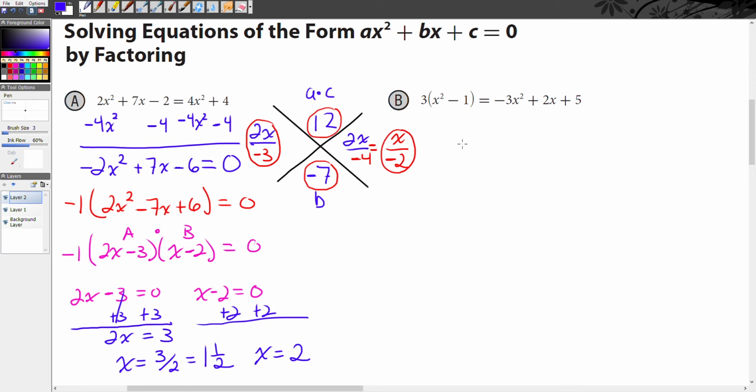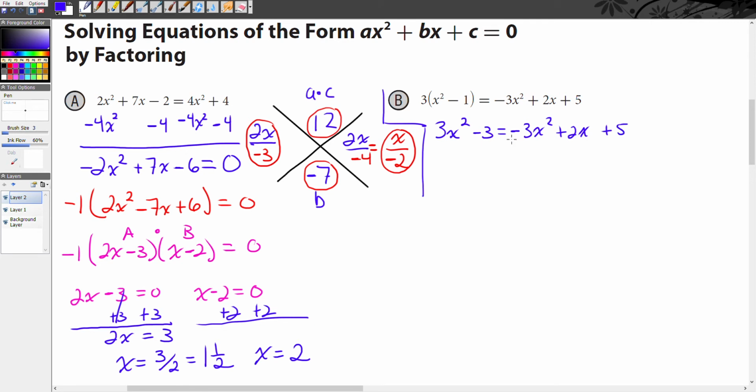All right, this next example here, b. Let me go ahead and draw a little division line here. All right, so you can see this one has a lot of steps to it, so let's get right to it. First, we're going to distribute. 3 times x squared is 3x squared. 3 times negative 1, that's negative 3, equals, we have here negative 3x squared plus 2x plus 5.